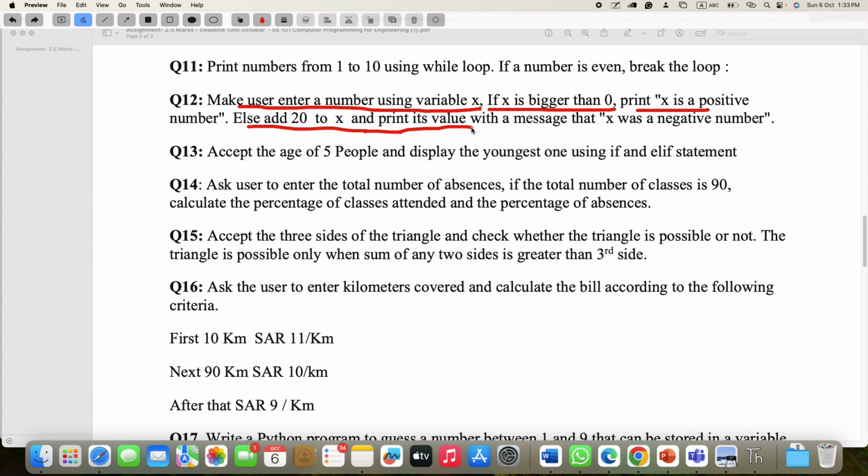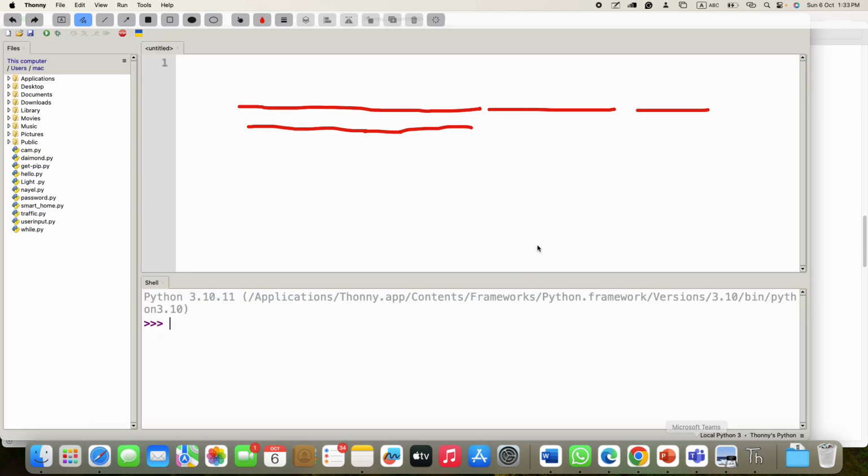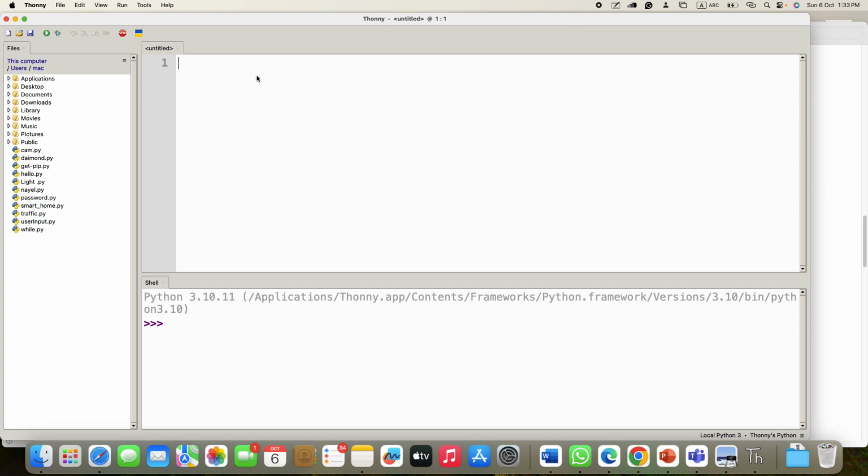So what is it? Take x, if x is bigger than 0, print it is positive, else add 20 to it and print its value on the screen. So it's very easy. How? Because I'm going to create a variable x and then we say integer, then we say input, then we say enter the value of x, right, from the user.